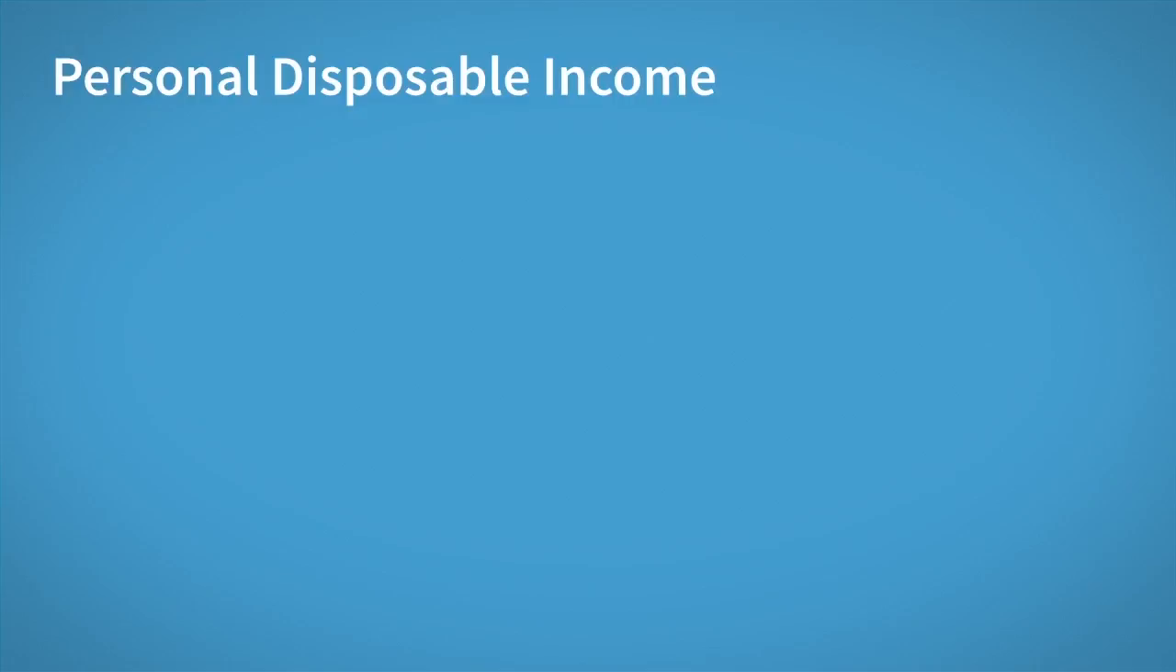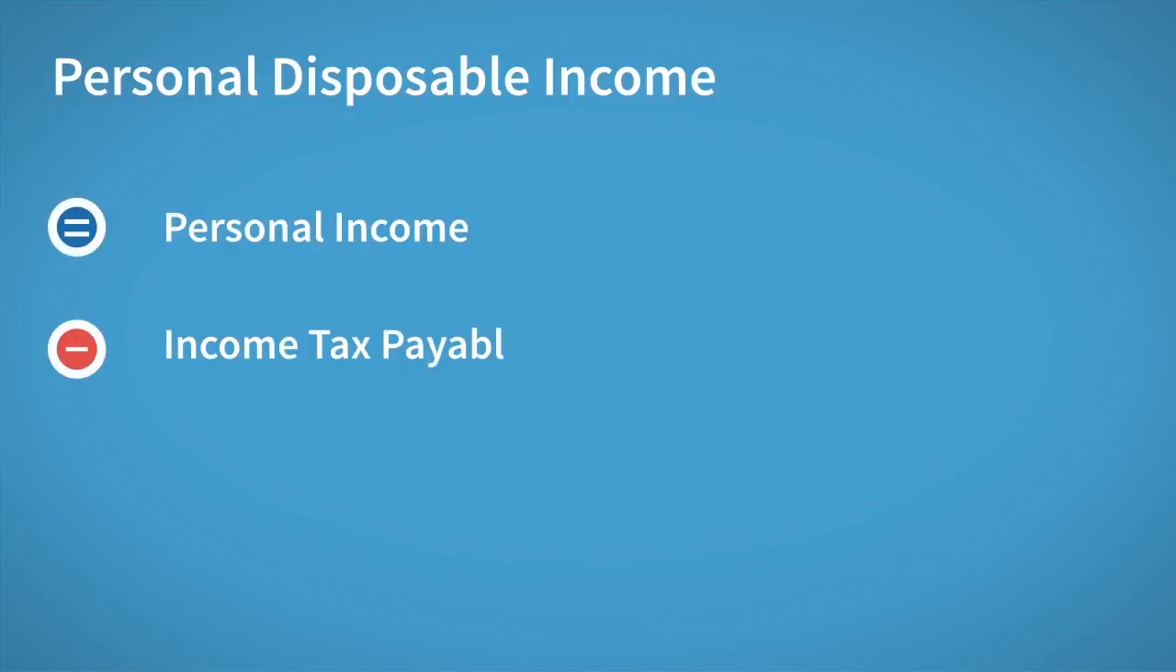Finally, then we have personal disposable income. This is simply a measure of how much after-tax income people have to either save or spend. This is a significant indicator of consumer spending because if consumers have more after-tax disposable cash, they may choose to spend it. It is simply calculated as gross income minus personal taxes payable.